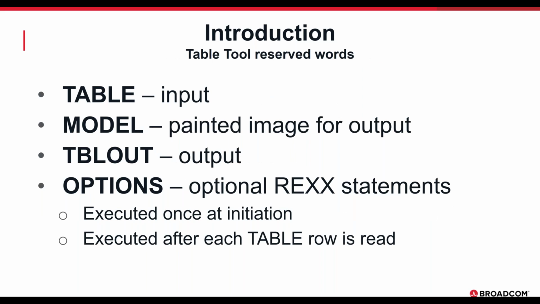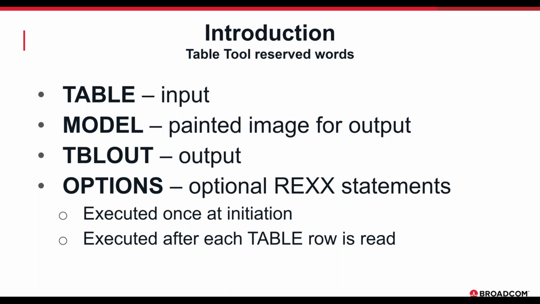First, we're going to talk about some of the input and output files that are used by the Table Tool, and we'll also venture on the next slide into some of the reserved words. There's an input file that Table Tool uses, and these are the DD names, by the way. The DD name of TABLE is the main input file for a Table Tool step. And that's the only DD name that's fixed. These others are basically the default values. And when we get to the end of the presentation, we'll show you how you can build your own DD names for things that are the model, the table out, and the options.